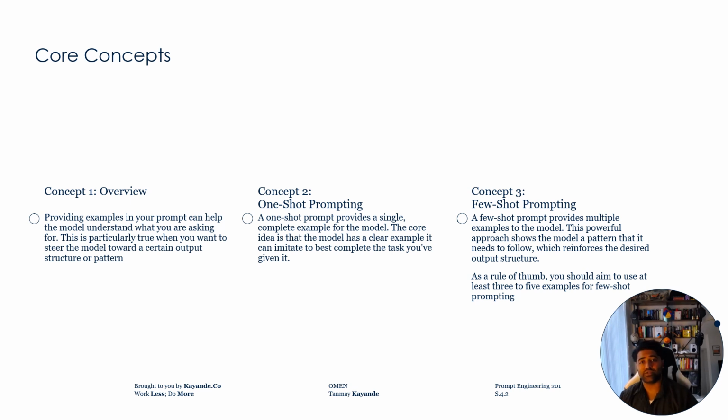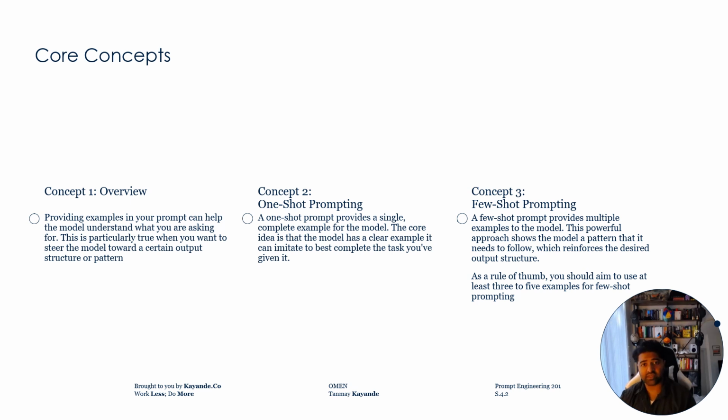Let's start with the fundamental reason for using this technique. As the white paper notes, providing examples in your prompt can help the model understand what you're asking for. This is particularly true if you want to steer the model towards a certain output structure or pattern. And this brings us to our first technique, and that's one-shot prompting. A one-shot prompt provides a single complete example for the model. The core idea is that the model has a clear example that it can imitate to best complete the task that you've given it. Taking this a step further, we have few-shot prompting.